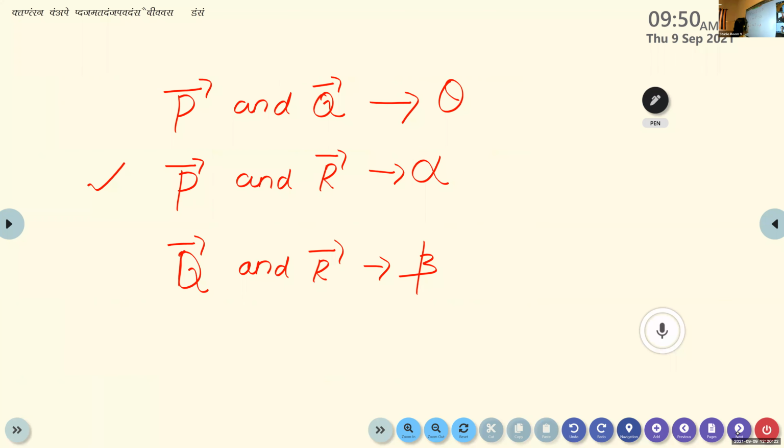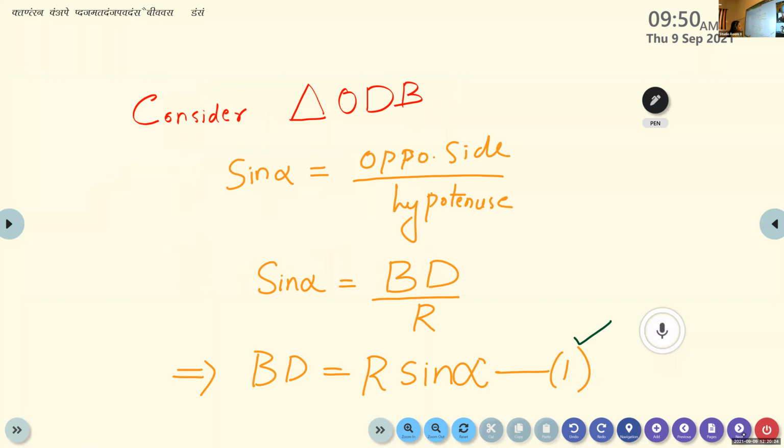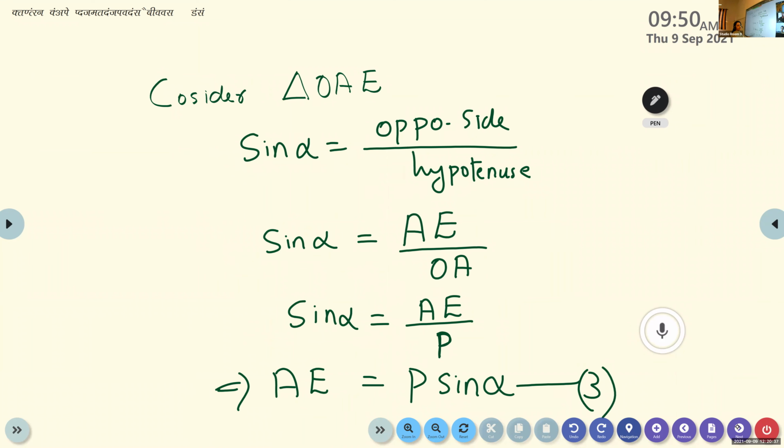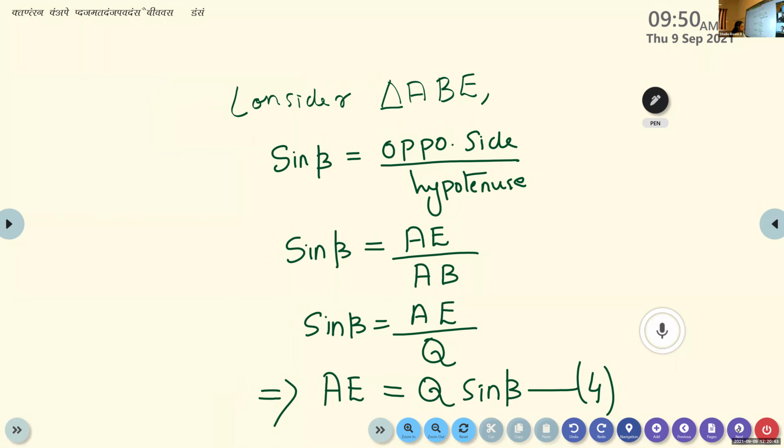After that we get the expression BD is equal to R sine alpha. This is our first equation. Then BD is equal to Q sine theta from the second triangle. This is our second equation. Then AE is equal to P sine alpha, the third equation, obtained from the third triangle. And then AE is equal to Q sine beta. This is our fourth equation.